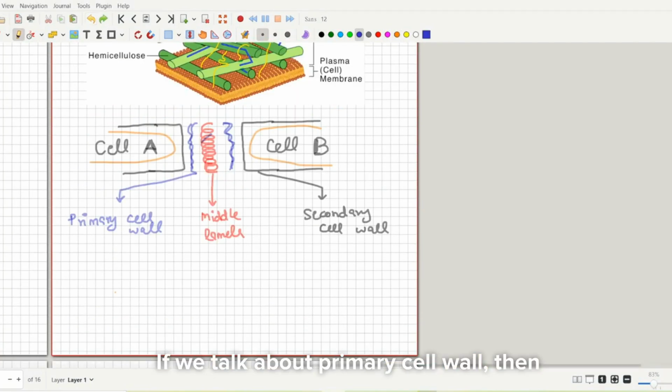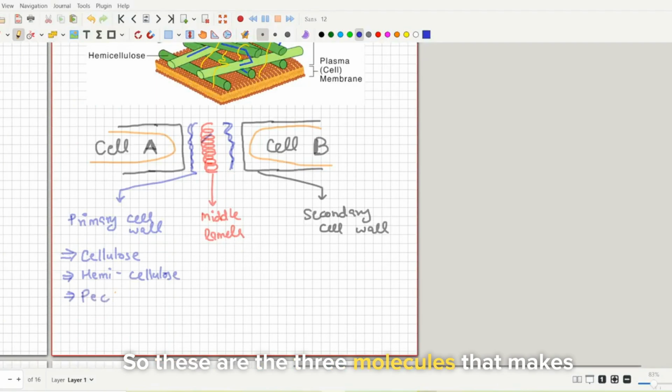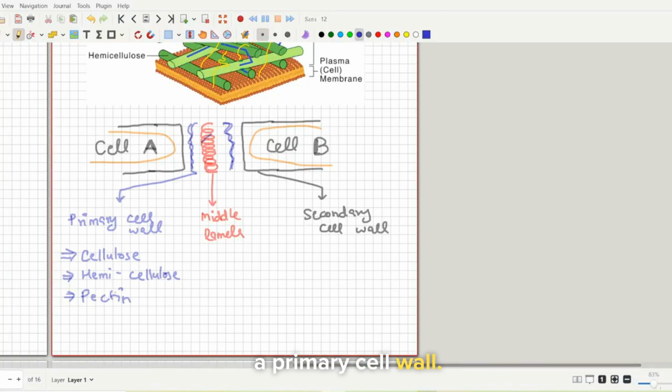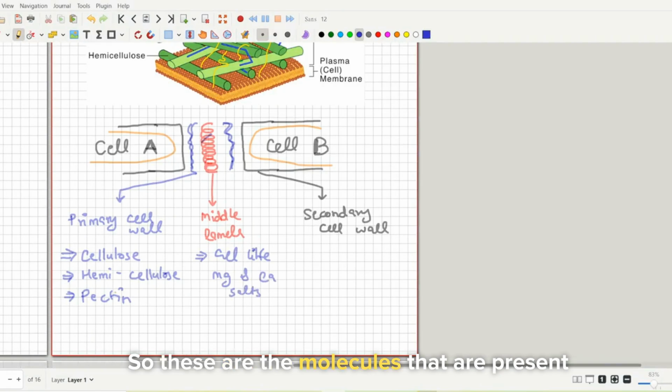If we talk about primary cell wall, then primary cell wall is made up of 3 kinds of molecules. The first is cellulose, and then you have hemicellulose, and then at the end you will have pectin. So these are the 3 molecules that make up primary cell wall. Middle lamella is actually made up of gel-like molecules that contain magnesium and calcium salts. So these are the molecules that are present in middle lamella, and it also contains a small amount of pectin.